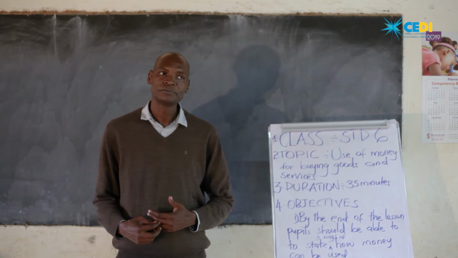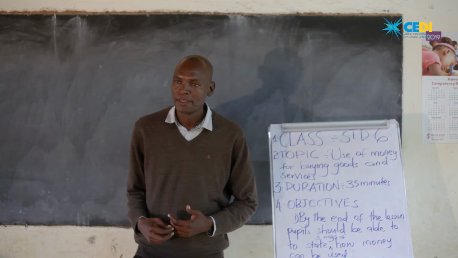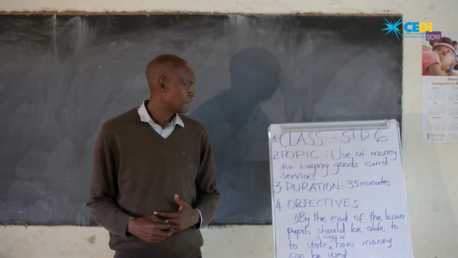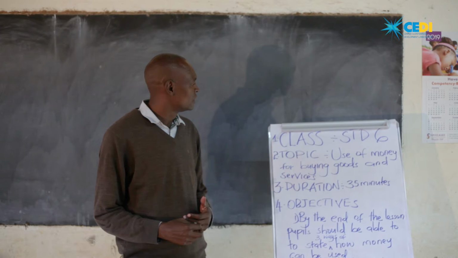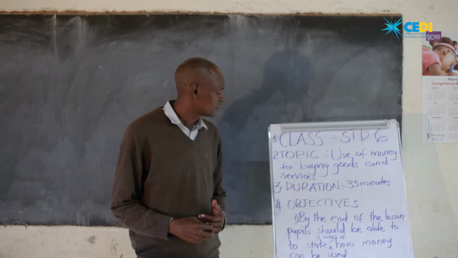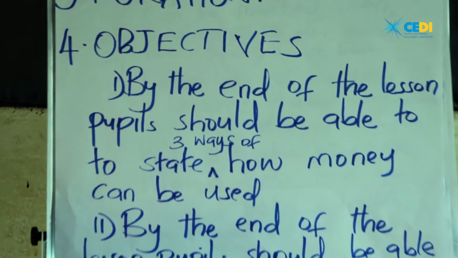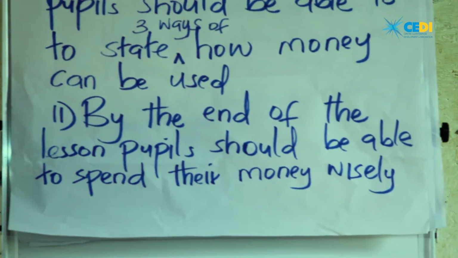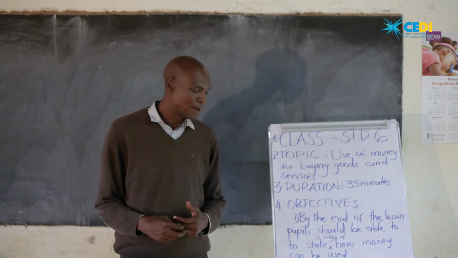My name is Edward Okelo. I am a teacher at Migori Primary School, and this time I am going to handle my money lesson, class 6. We are going to look at the use of money for buying goods and services. By the end of the lesson, my pupils will be able to state 3 ways of how money can be used and be able to spend their money wisely.